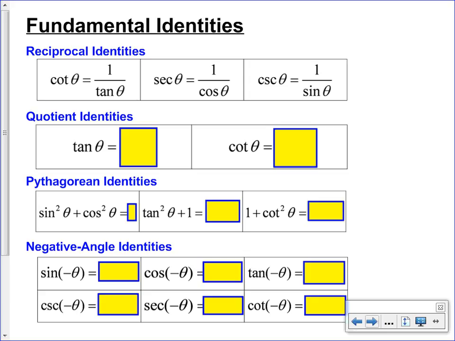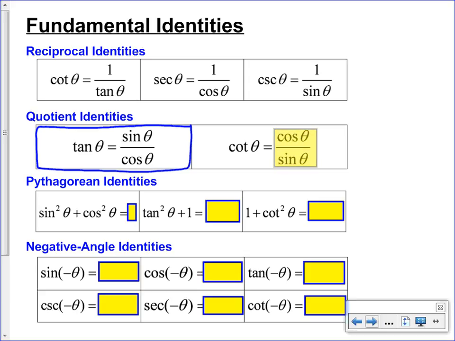Big one, right? I would definitely highlight this box in particular because this one comes up a lot more than the other ones. Tangent is what over what? Sine over cosine. If you don't remember, Tropical Smoothie Cafe. And cotangent is the flip. So cotangent is cosine over sine.